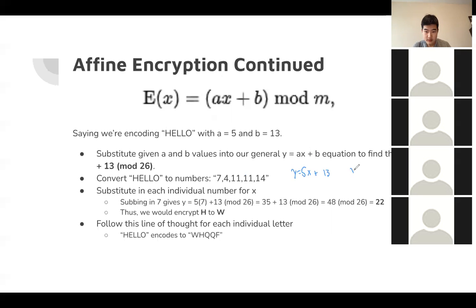So this time it's y equals 5 times 4 plus 13. 4 is from the fact that E converts to 4. So this goes to 33. And then that's too big because it's not 0 to 25. So we have to divide it by 26 and find the remainder.